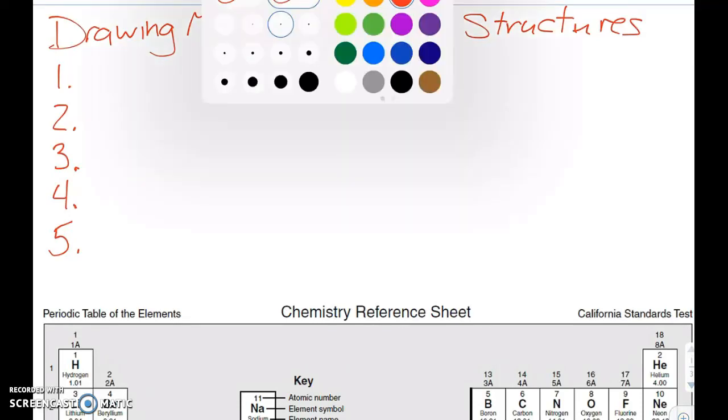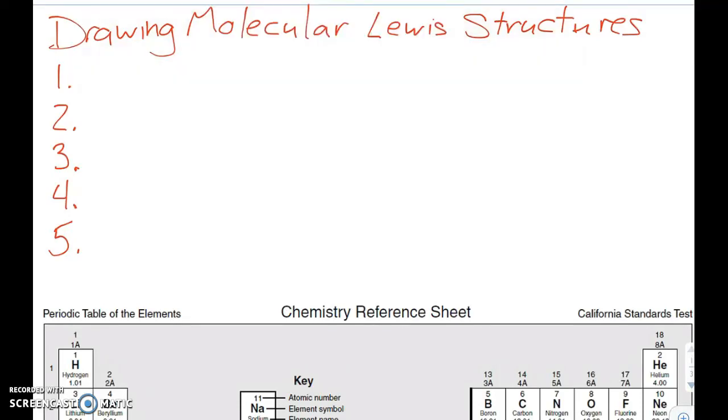Okay guys, right now we're doing just a quick review on how to draw molecular Lewis structures. A couple units ago we practiced drawing Lewis structures for atoms based on the number of valence electrons, but this is for drawing the Lewis structures for a molecule like H2O or CO2 or something like that.